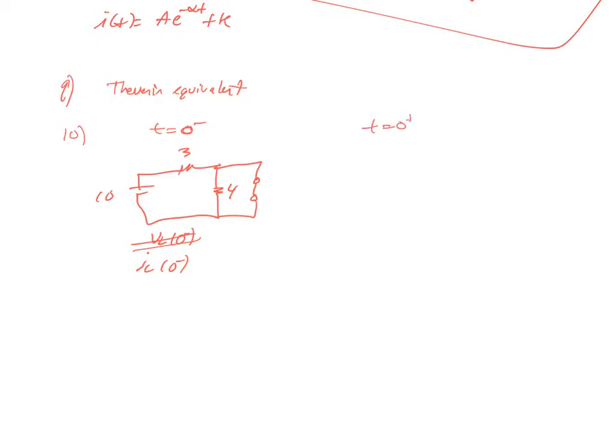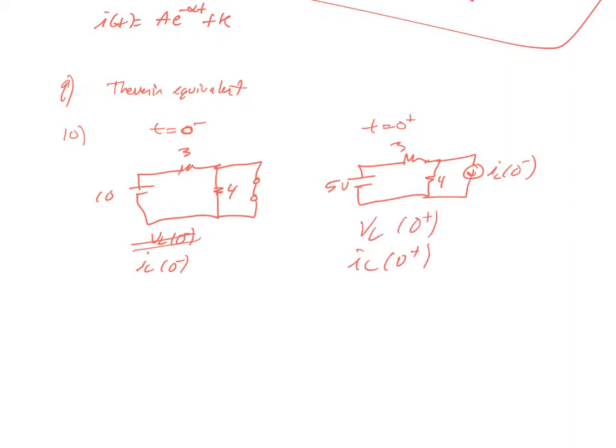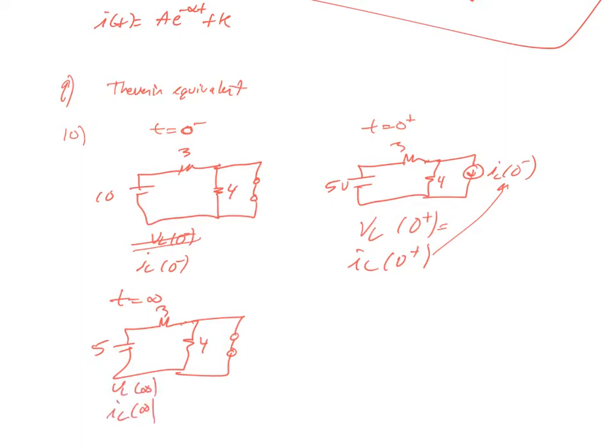Then we do t equals 0 plus. Now we're going to switch to the 5-volt supply. What does an inductor look like immediately after a transition has occurred? An ideal current source whose current matches whatever value you had. Can you solve for VL of 0 plus and IL of 0 plus? IL of 0 plus is the same value. You just needed to do a little bit more work to solve for VL of 0 plus. And then t equals infinity: 5, 3, 4, and short. So VL of infinity should be pretty obvious, and IL of infinity is one additional calculation.